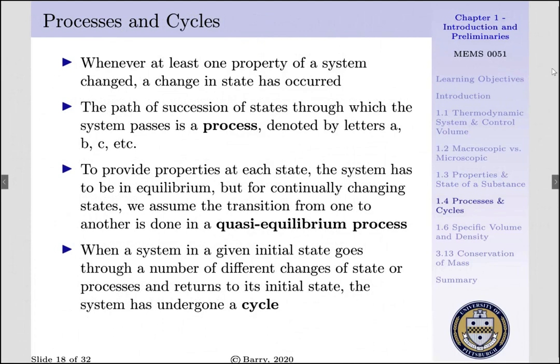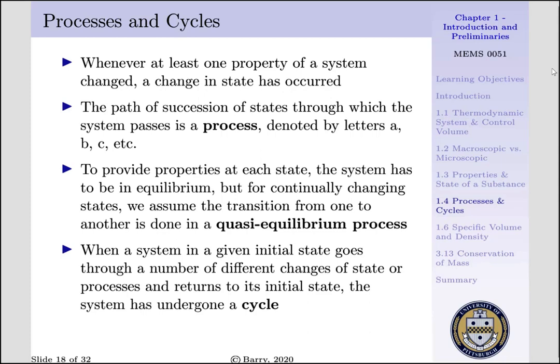Now, whenever at least one property of the system has changed, whether it's temperature or pressure, a change in state has occurred. The path of succession of states through which our system passes is denoted as a process. And processes are denoted by letters A, B, C, etc. Now, to provide properties at each state, the system has to be in equilibrium.